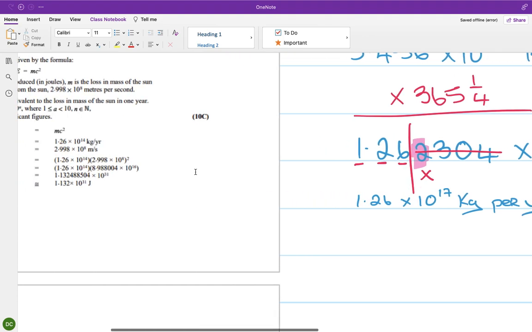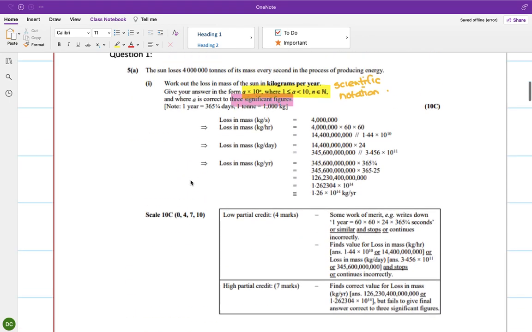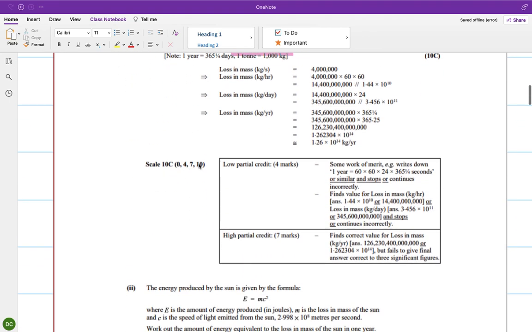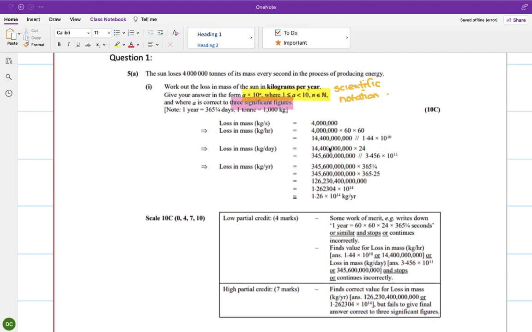Okay, so that is how you do that one. There was 10 marks, you can see here, there was 10 marks. Sorry, I'm just looking at the answer here to make sure I'm right. Oh, wow. Sorry, this answer is wrong.